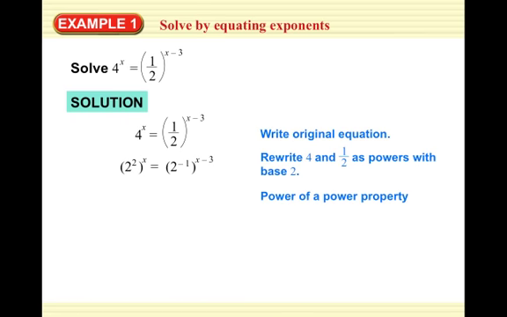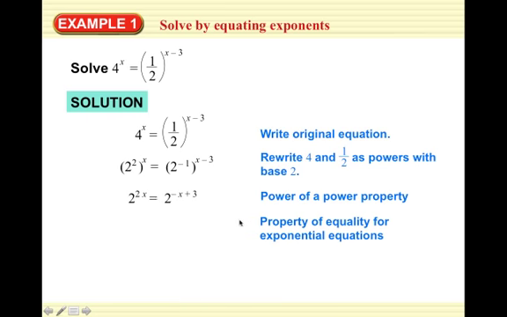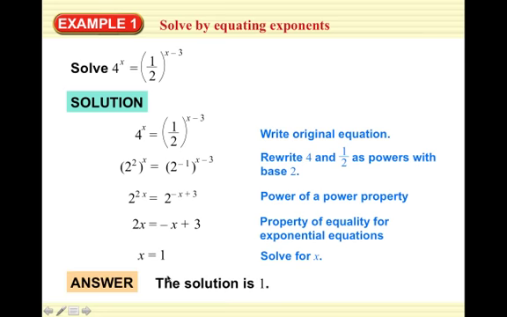Now I'm going to use the power of a power property and rewrite this as 2 to the 2x equals 2 to the negative x plus 3. I just multiplied that negative 1 times the x minus 3. Now I've got two power expressions with the same base, and so I can set my exponents equal to each other. So that's going to give me 2x equals negative x plus 3. So I'm going to solve for x. I'm going to add x to both sides. That's going to give me 3x equals 3. Divide by 3, and that gives me x equals 1.